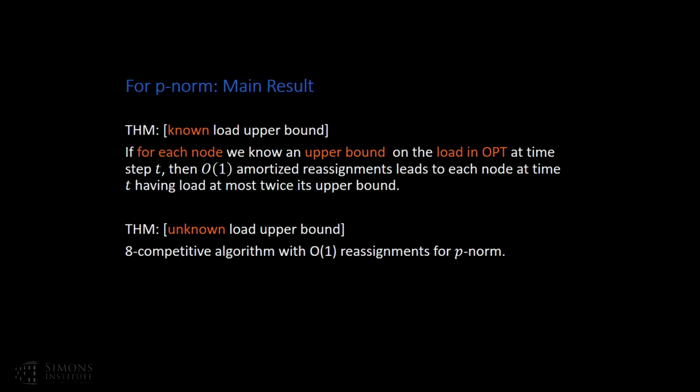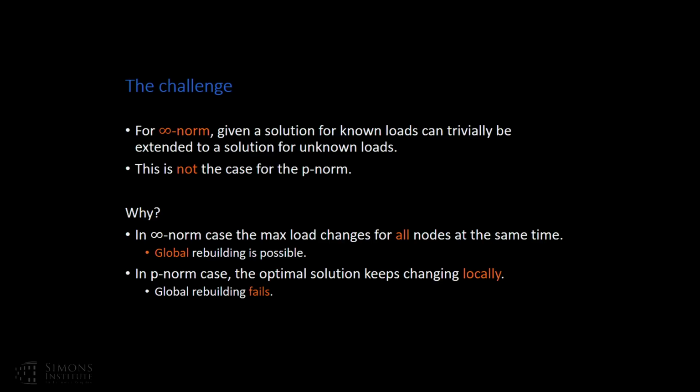Right, and then we wanted to extend this to the case where we don't have load upper bounds. But this turns out to be really difficult. Let me try to explain what the challenge is. For the infinite norm, given a solution for known loads, as I said before, we can trivially extend this to the case of unknown loads. But it's not the case for the p-norm, and the reason is that in the infinite norm case, if we have an upper bound on the optimal solution and this upper bound is increased, it's being increased for the entire graph at the same time.